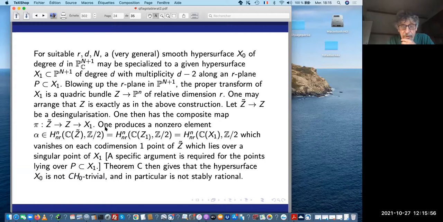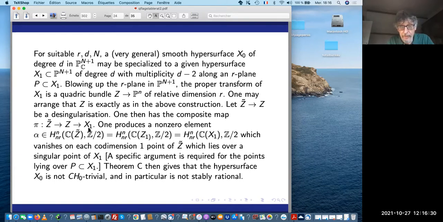And one wants to produce a non-zero element in unramified cohomology of Z tilde. Now note, the function fields of all these things are the same. So the unramified cohomology is the same for C(Z tilde), for C(Z), and for C(X1). We want a class which vanishes on each codimension one point of Z tilde which lies over a singular point of X1. Because remember we had X0 specializing to X1, and then we have the Z tilde, which is a desingularization of X1.